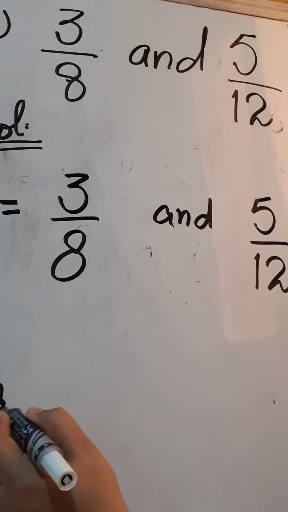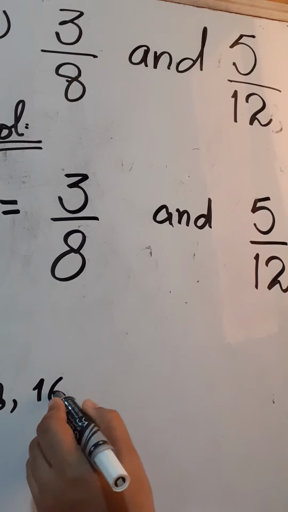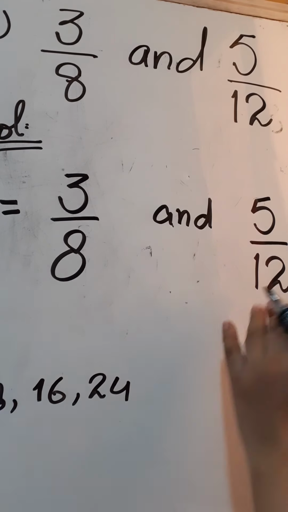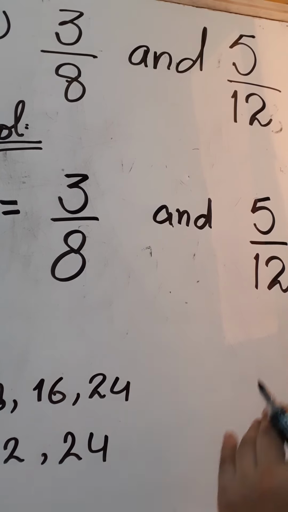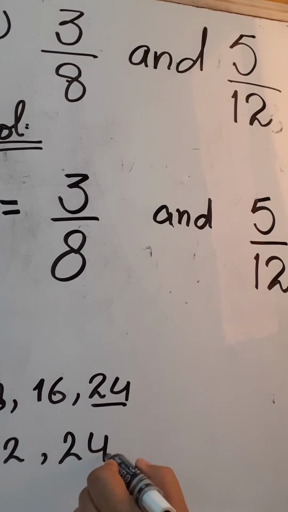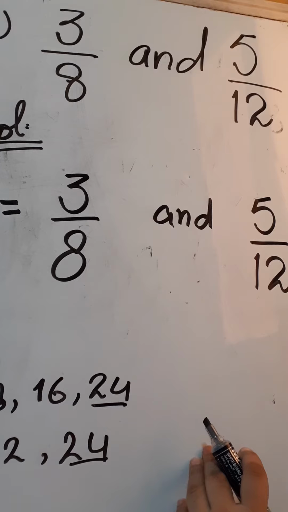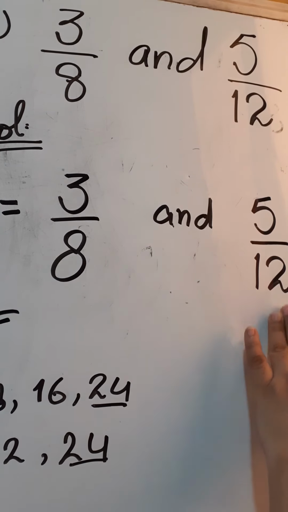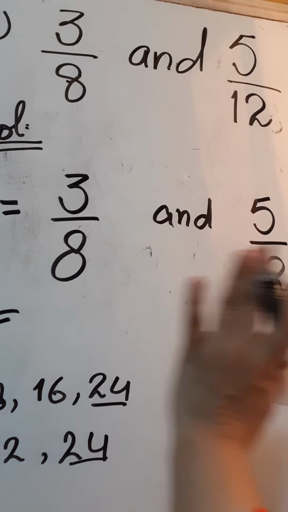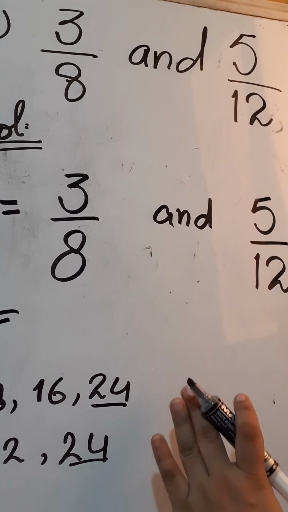So we write here 8 ones are 8, 8 twos are 16, 8 threes are 24. Now 12 ones are 12, 12 twos are 24, right? So this and this number are the same in this table. Because 12 is too big a number. If you want to do 12 up and 12 down, no problem. The other method I told you.